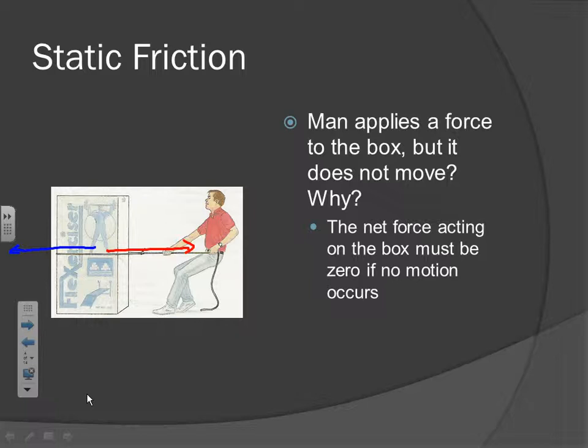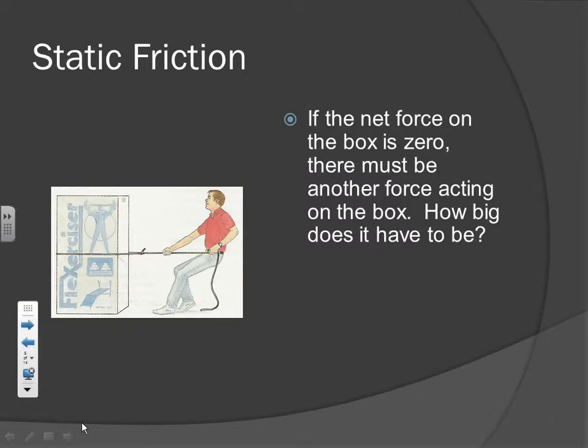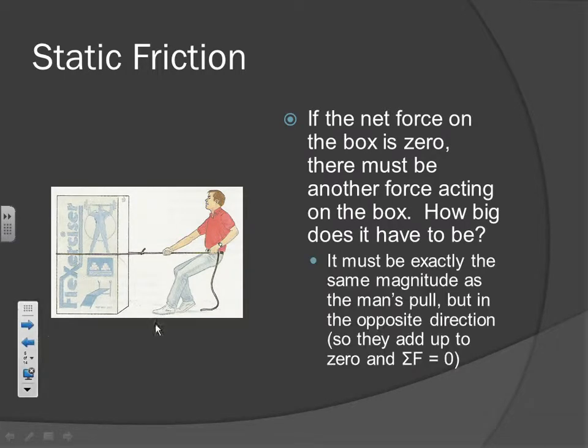If the guy pulls on the box and nothing happens, his next response is then to do what? Pull harder. No, we kind of talked about this, right? If the net force on the box is 0, there has to be another force acting on that box. How big does it have to be, Eris? Equal and in the opposite direction, so that when we add them together, we end up with 0. It must be exactly the same magnitude as the man's pull, but in the opposite direction, so they add up to 0, and net force is 0.